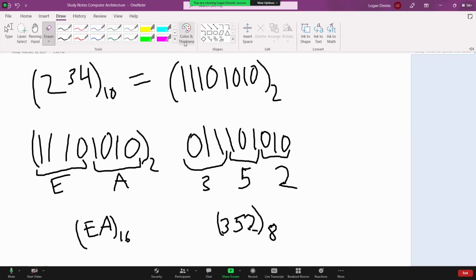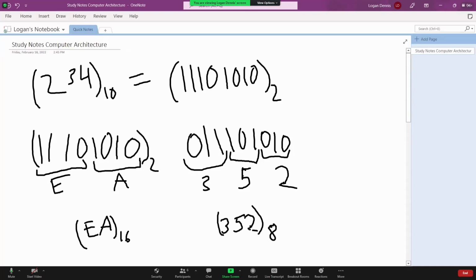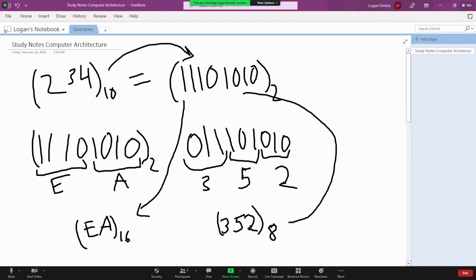Because technically you don't really need to find the hexadecimal unless you ask for it. You could have just gone decimal, binary, octal if you wanted to. So if he said, here's 234, change it to binary, you would do this. If he said, do 234 to hexadecimal, you would do that first step to binary, and then you would end up getting this. Or if he said, do it to octal, you can just do the first step to binary, and then you'll end up getting this one over here on the right.